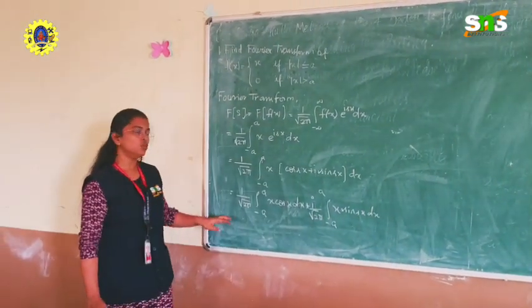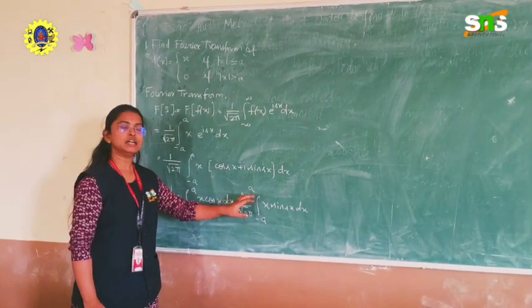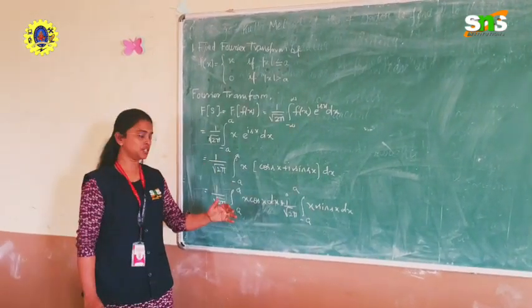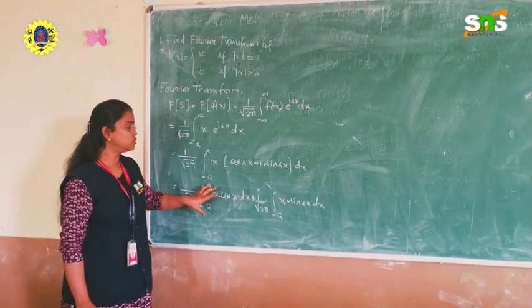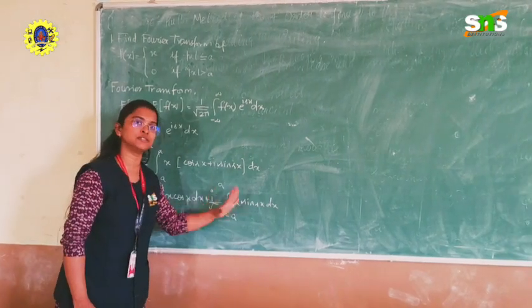Right? So now you have to find out whether those integrand functions are odd or even. If it is an even function, we just write it as 2 times the integral from 0 to a of the same function. If it is an odd function, the whole integral will be 0.